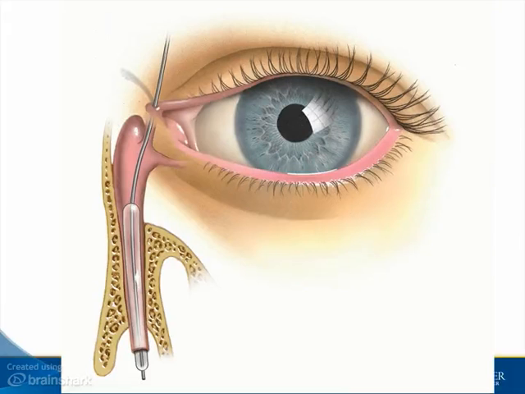Here's a schematic of the Lacrimal cath in place. Again, they've gone through the upper punctum here and pass it down into the nasolacrimal sac and into the duct. The probe goes the whole way to the floor of the nose. You inflate the balloon twice and pull it back 5 millimeters and inflate it twice again.